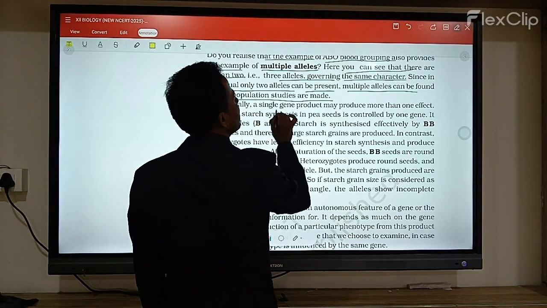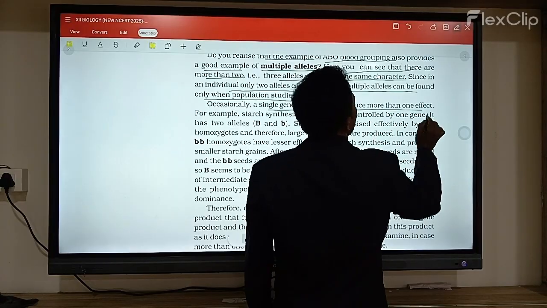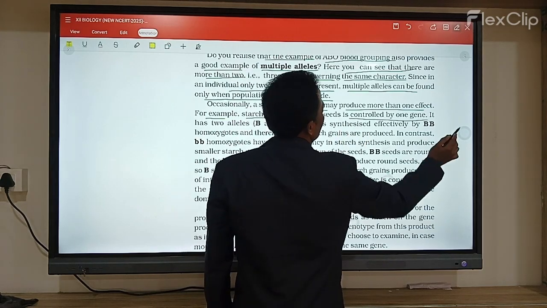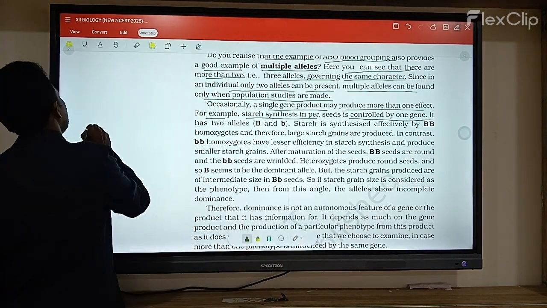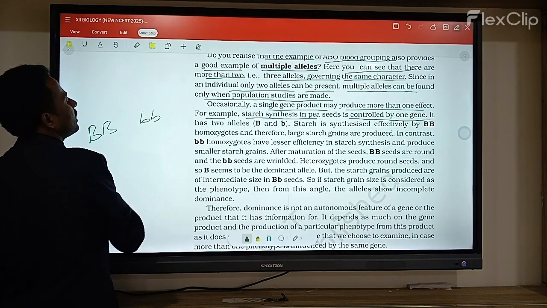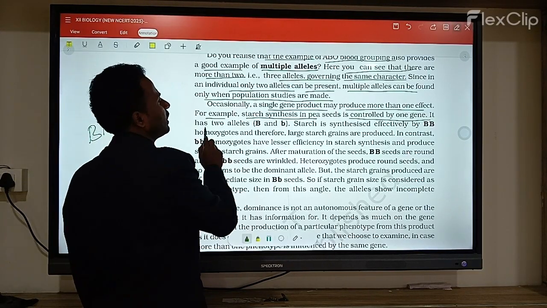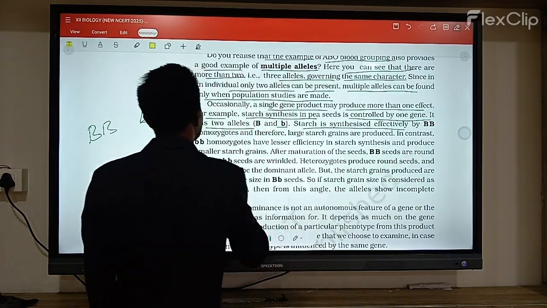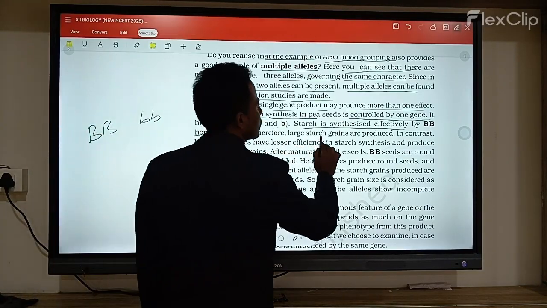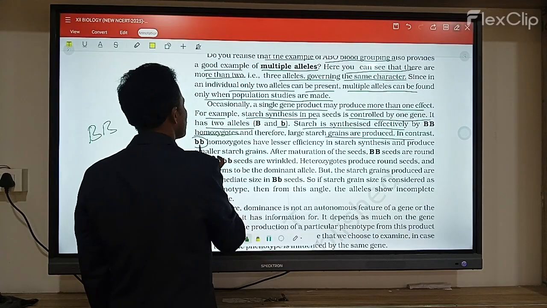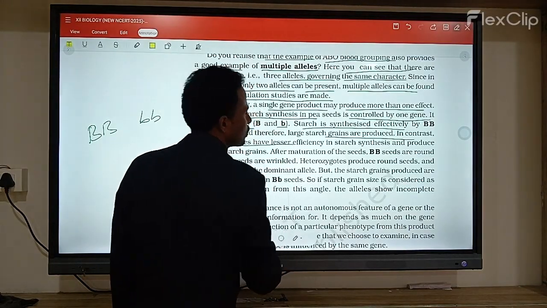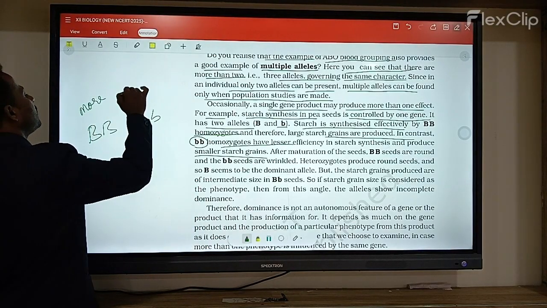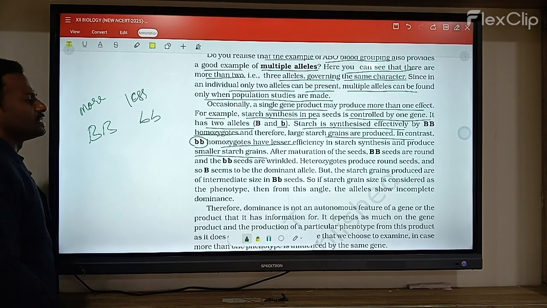Here, occasionally a single gene may produce more than one effect. For example, starch synthesis in seeds is controlled by one gene. So here we take two kinds of seeds, in terms of starch synthesis. See here the two alleles, one is capital B and another small b. Starch synthesis is affected: the capital B homozygote produces large starch grains, while the homozygous small b has a less efficient starch synthesis and produces smaller starch grains. Capital B has more efficiency, and here less efficiency is present.